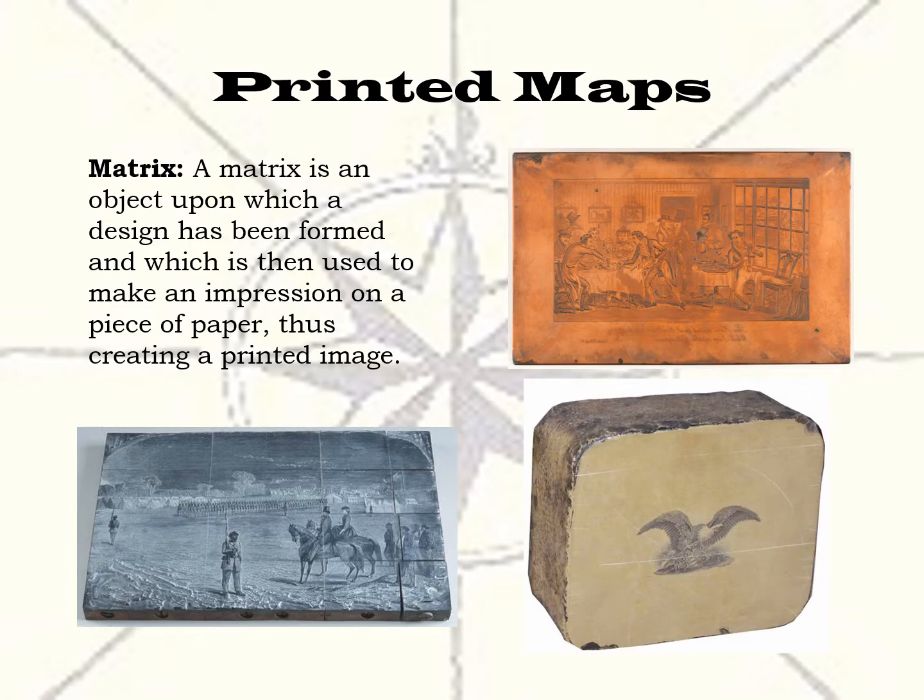All printed maps were printed from a matrix. A matrix is an object upon which a design has been formed and which is then used to make an impression on a piece of paper, thus creating a printed image. A matrix can be made from wood, called a block, metal, called a plate, or from a lithographic stone. For the maps we will be considering, all the matrices were made non-mechanically, that is, by hand. While there were some photographically made maps in this period, I will not be discussing these in this lecture.